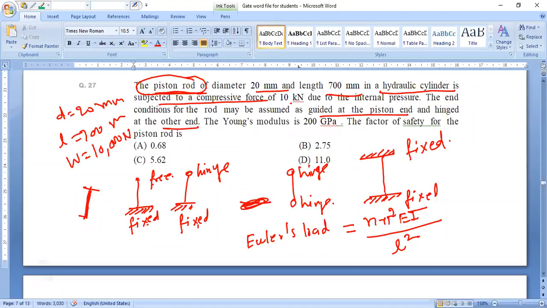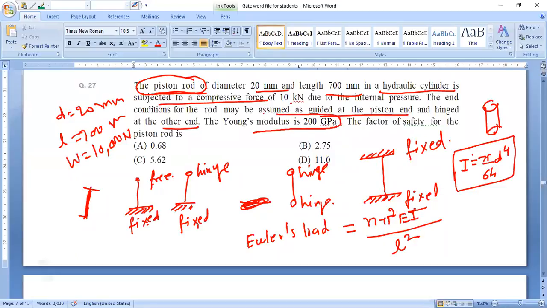E is Young's modulus, I is moment of inertia, the second moment of inertia. So piston rod is circular in nature. The cross section of the piston rod is circular. So I can be found by pi by 64 d to the power 4. It is the formula for the second moment of inertia. E is the Young's modulus. It is given in our question, 200 gigapascal. So E is 200 gigapascal, convert it into megapascal. So it is 10 to the power 3 multiplied megapascal. So it is converted to megapascal.